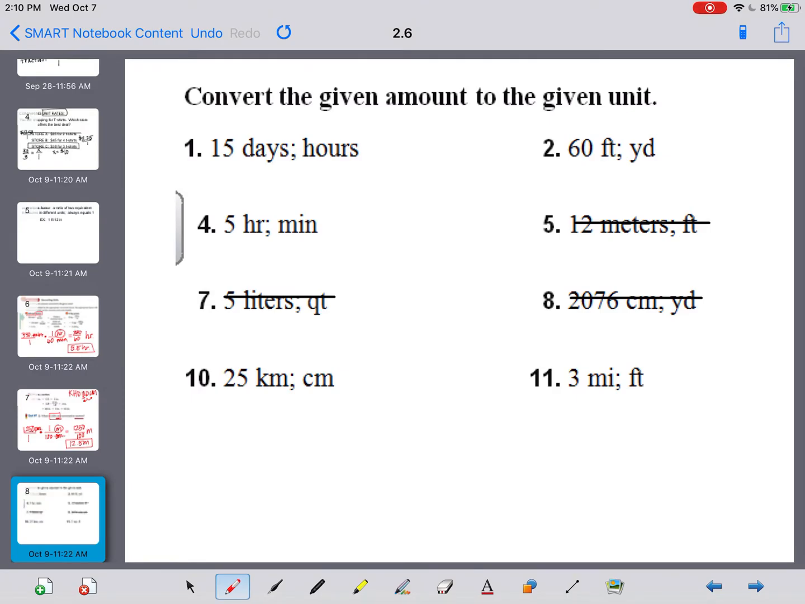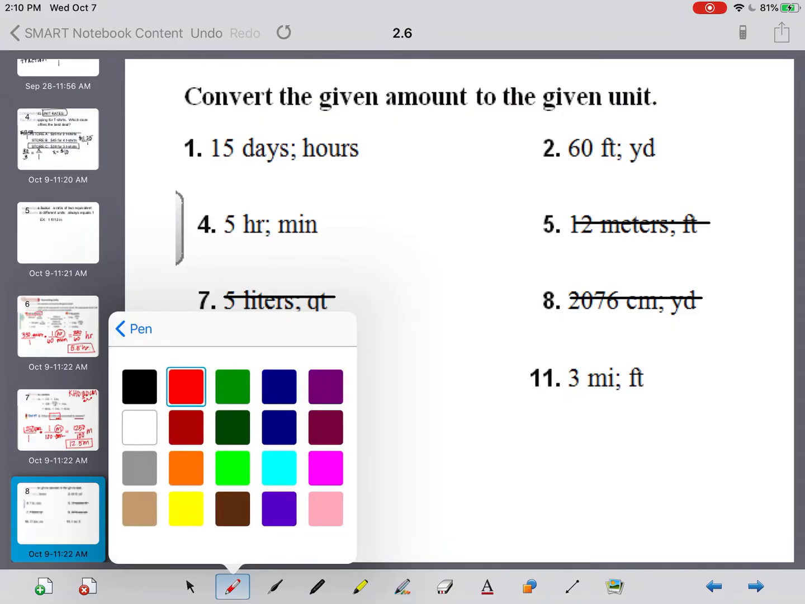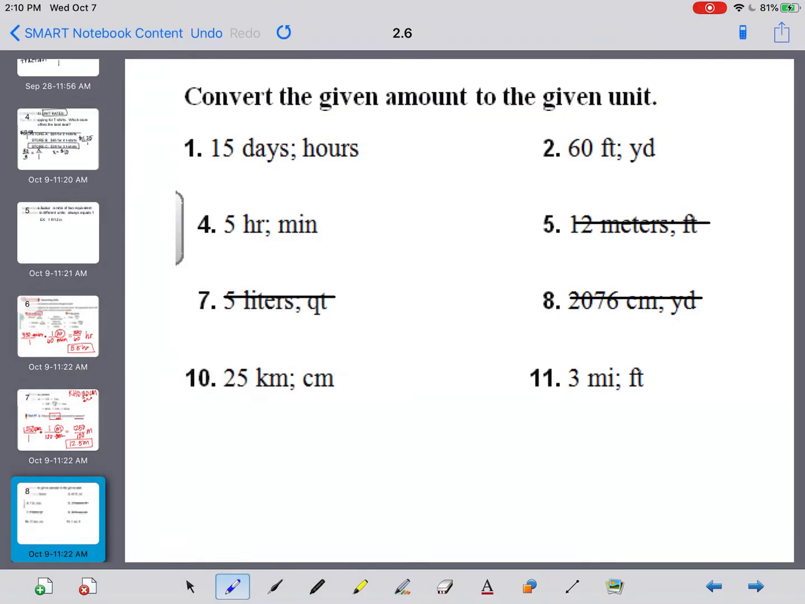All right. Convert the given amounts with the given unit. I'm going to give you a few minutes to try this on your own, and then you can come back and check your answers.